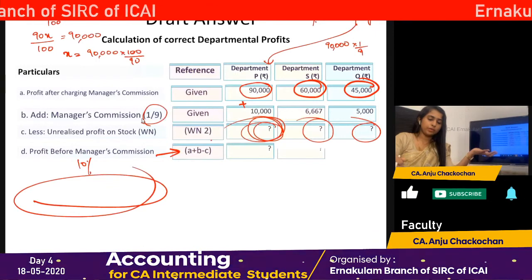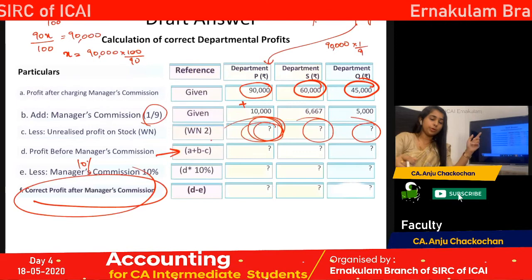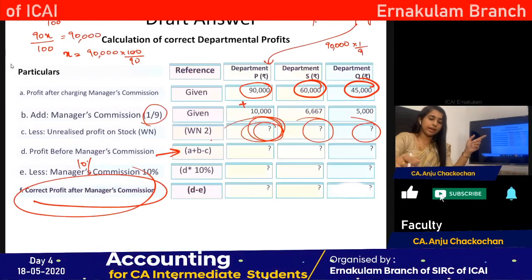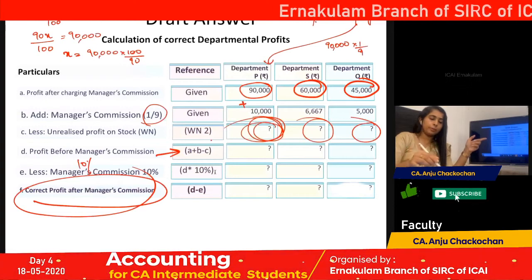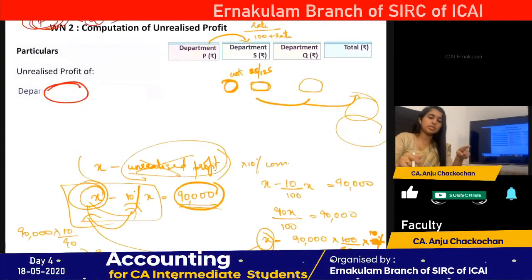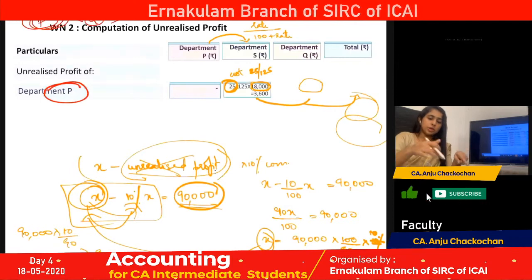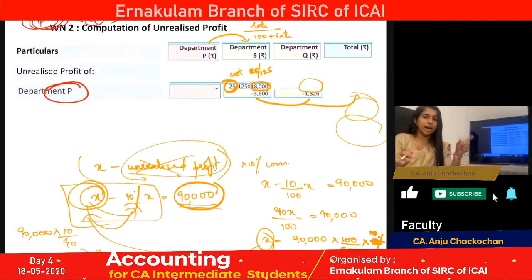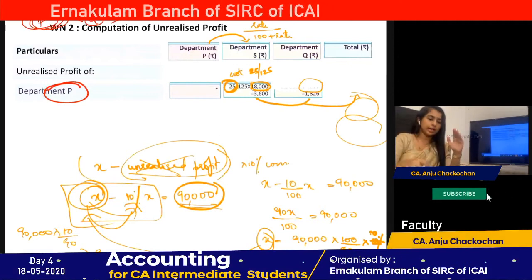Okay, so here we go for the computation of unrealized profit. We learned how to compute 1 by 9. Why is it 1 by 9? All that was learned, and then see how we computed for department P the unrealized profit. It will be regarding the stock lying in department S and department Q. So this was the manner in which we computed the unrealized profit for department P, S, and Q. That was the only task.